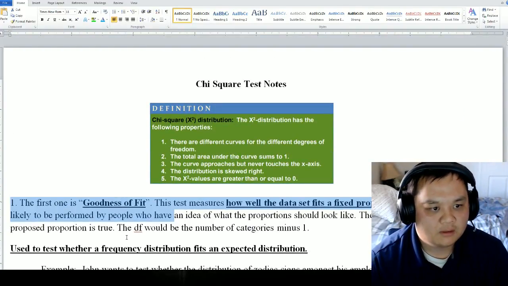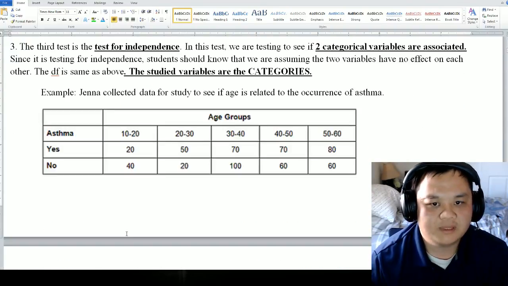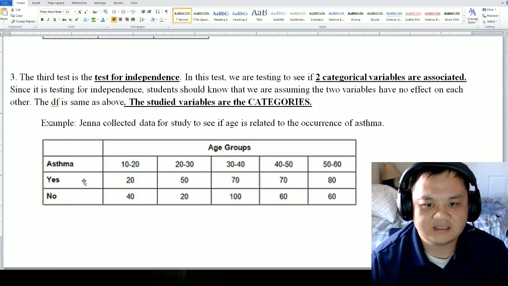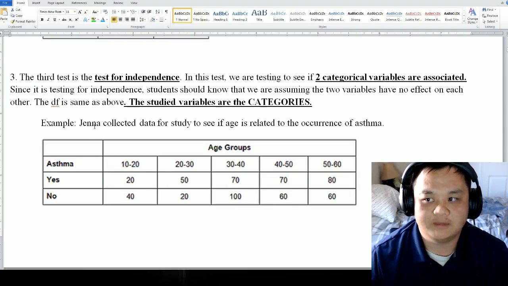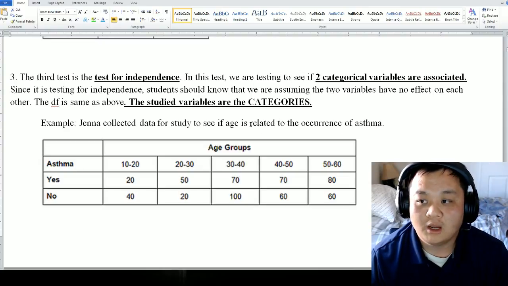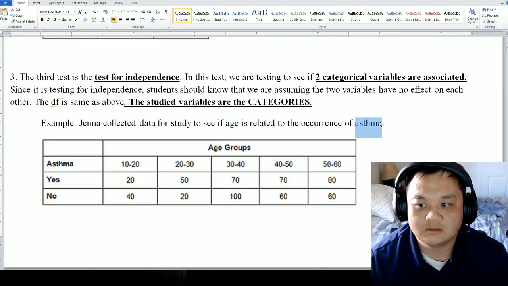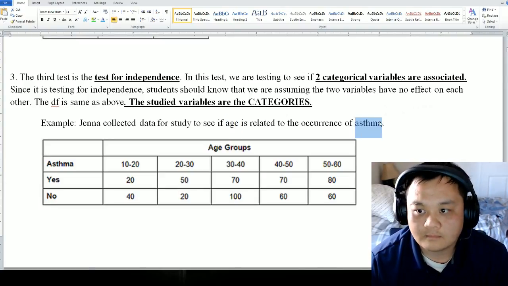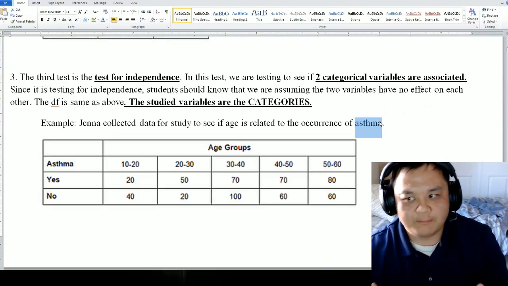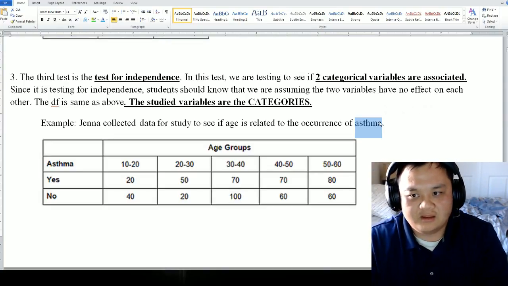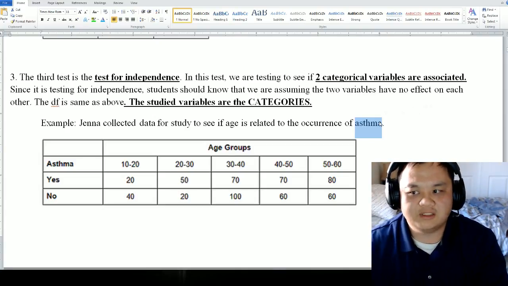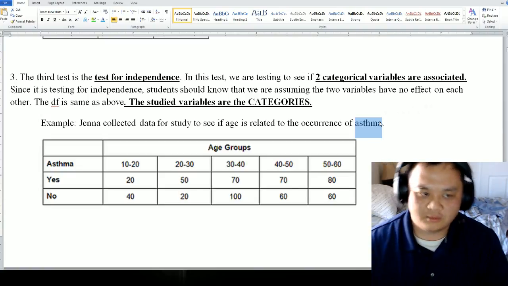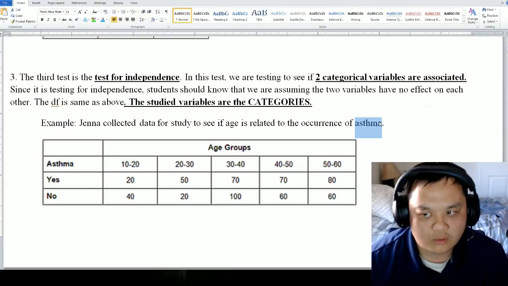So does this clear up the difference between the types of chi-square? Yes or no question is categorical. Yes, because in this case, Jen collects data for a study to see if age is related to asthma, right? So these are the two categorical values that they're getting: the age and the asthma. Because the number of your age really doesn't have a value, right? And asthma is, do you have asthma? Yes or no? Does that make sense why that's categorical?